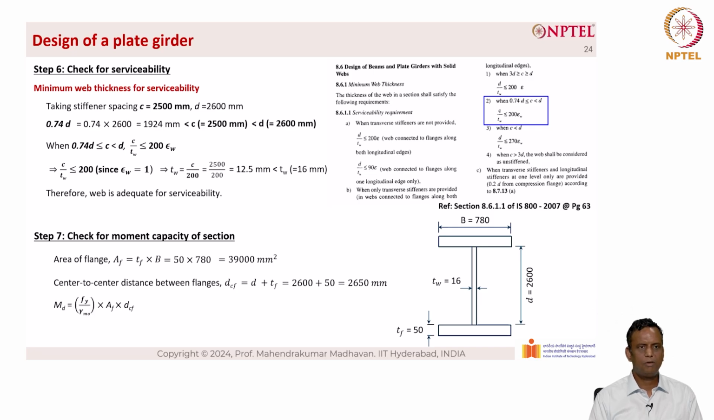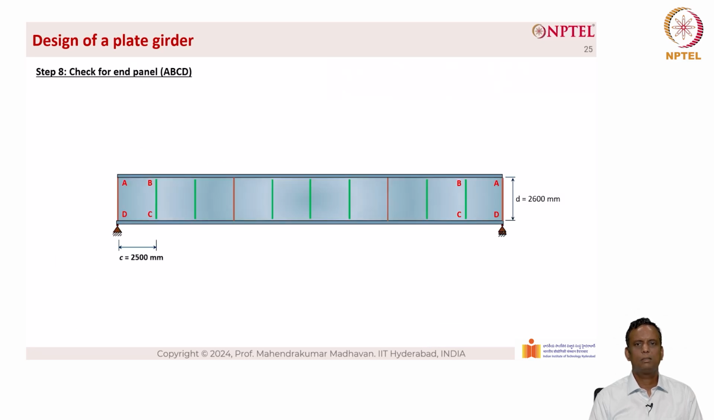Now M_d equal to fy by gamma_m0 into A_f into d_cf. M_d equal to 250 divided by 1.1 into 39,000 into 2650, which is equal to 23488.6 kNm, which is greater than M_u, which is equal to 20709 kNm that we calculated in step 1.